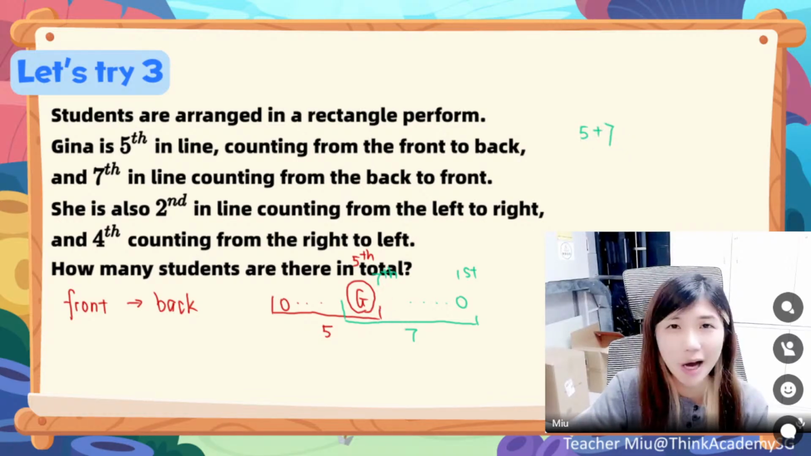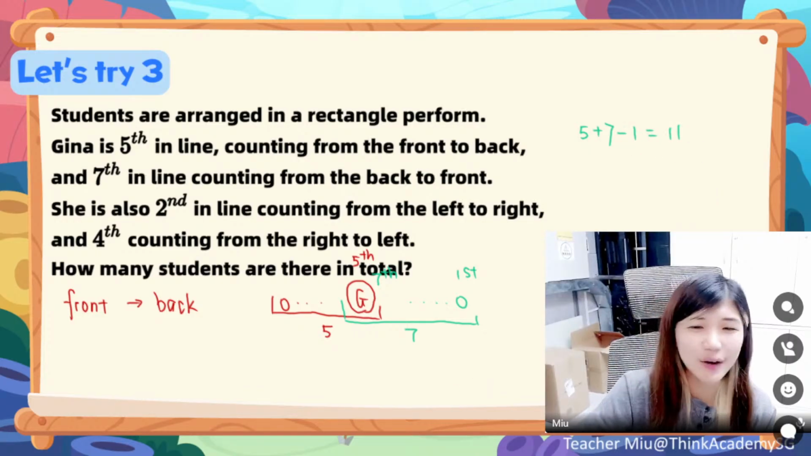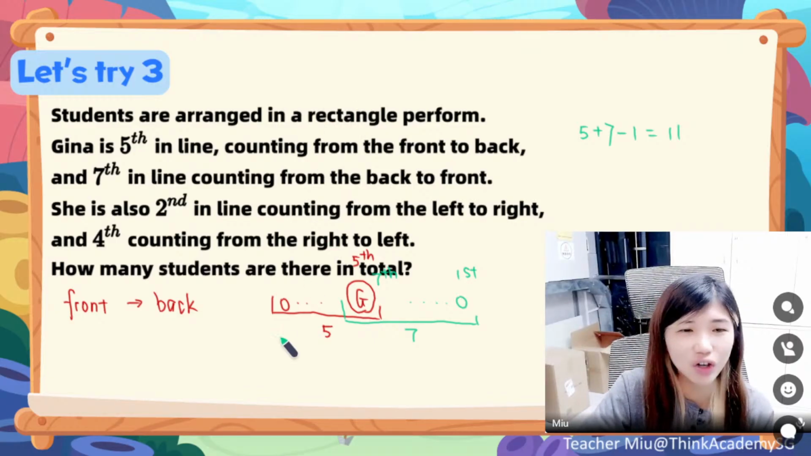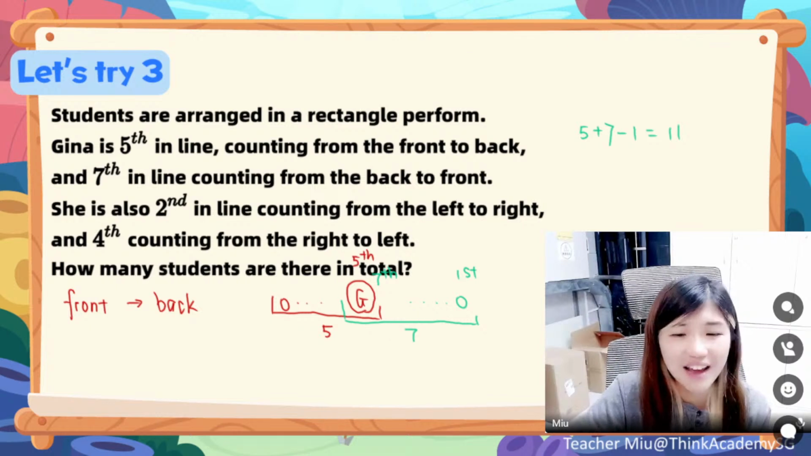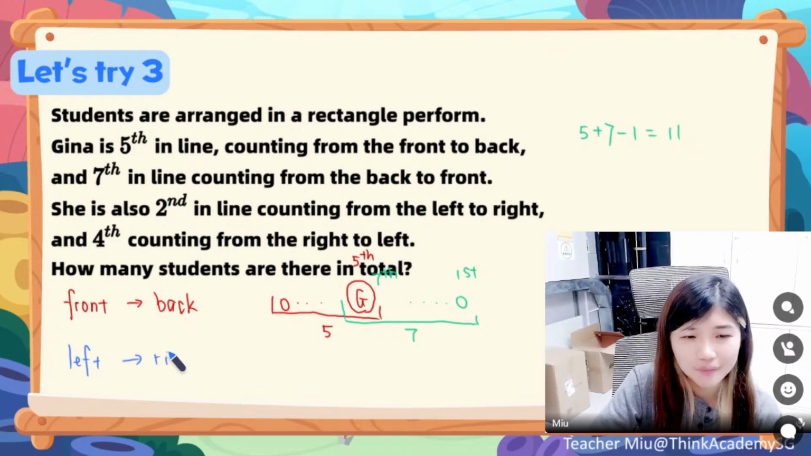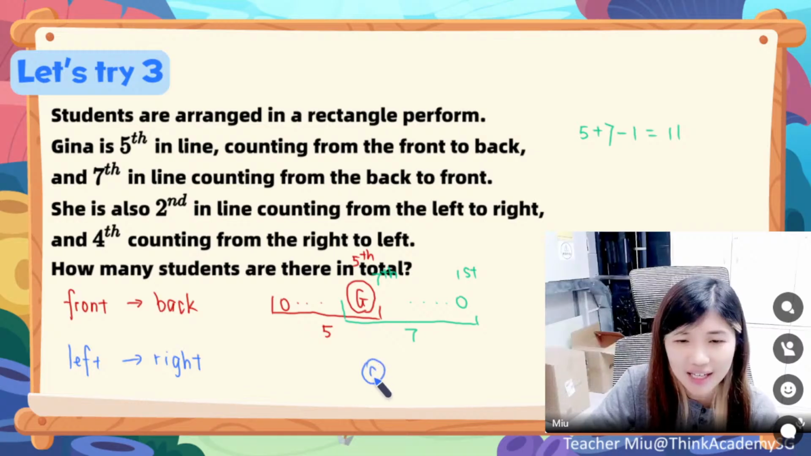Jima sits on both benches, take it away, which is altogether 11 people. Right? That's from the front to the back. But don't forget, since it is a rectangle, you still can see it from the left to the right. Then we can just start from the left to the right. So from the left to the right, you can see Jima again in the middle.